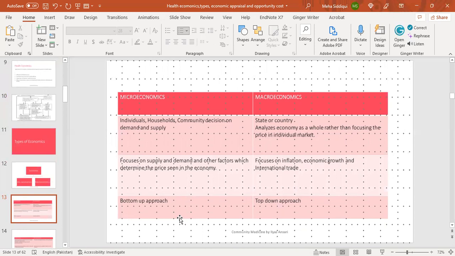Microeconomics focuses on supply and demand and other factors which determine the price seen in the economy, while macroeconomics focuses on inflation, economic growth, and international trade. Microeconomics is a bottom-up approach, while macroeconomics is a top-down approach.